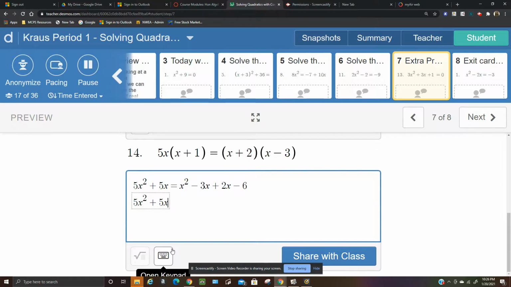So combining like terms on the right here. And then getting all the terms on one side. So add x. Whoops. Subtract x squared first, so you get 4x squared. Add x to both sides, you get 6x. Add 6 to both sides, plus 6.